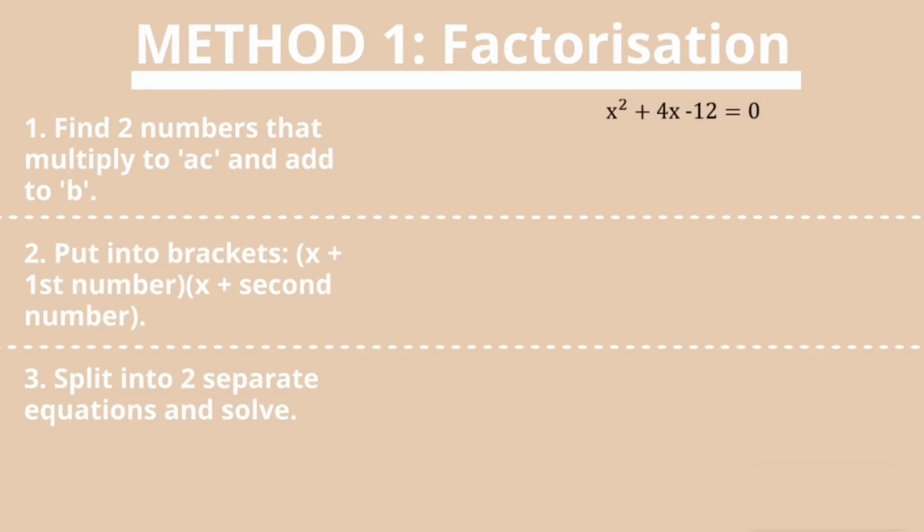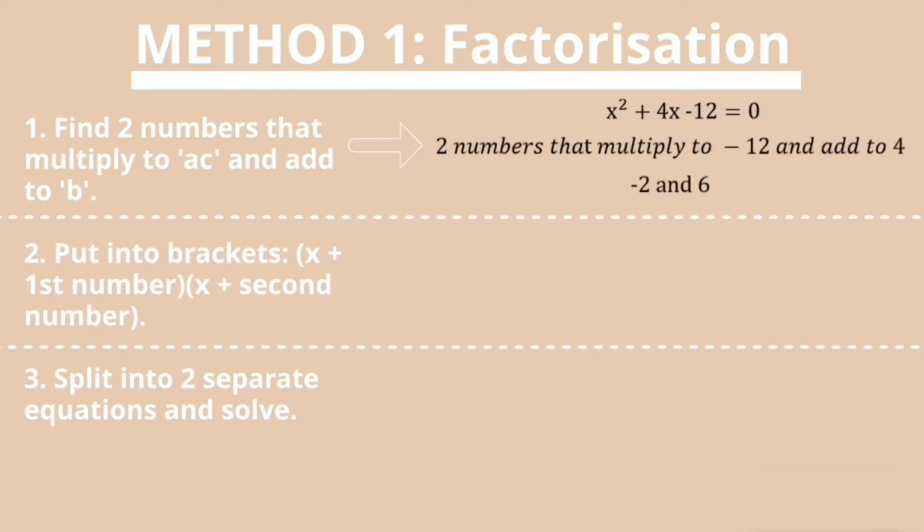The first method is factorisation. On the left are the steps and the right has the worked example. The first thing you need to do is find two numbers that multiply to a times c and add to b. Remember, a is 1 and c is negative 12, so a times c is negative 12. b is 4 in this example, so two numbers that multiply to negative 12 and add to 4. These numbers are negative 2 and 6.